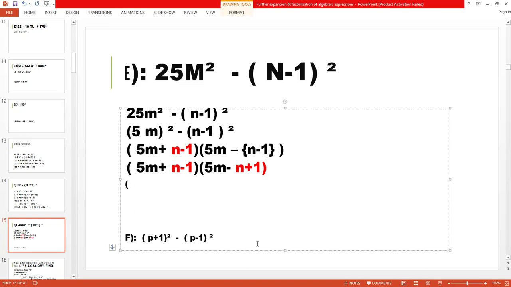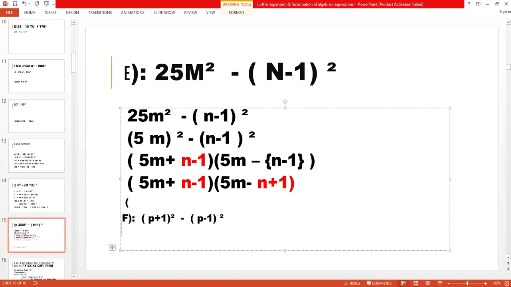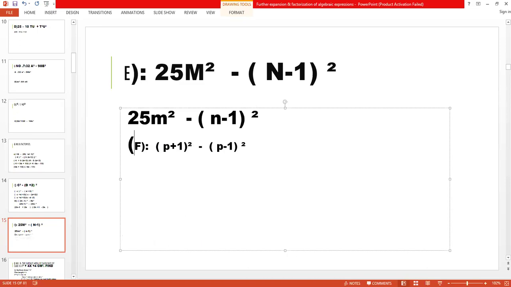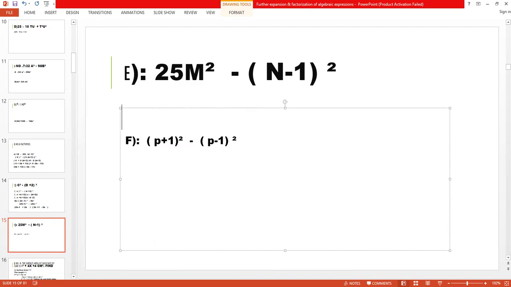Now we move toward the next part. Okay. Again, two terms are given, the first and the second, and in the center we have a negative sign. This means this is the difference of two squares. Okay.